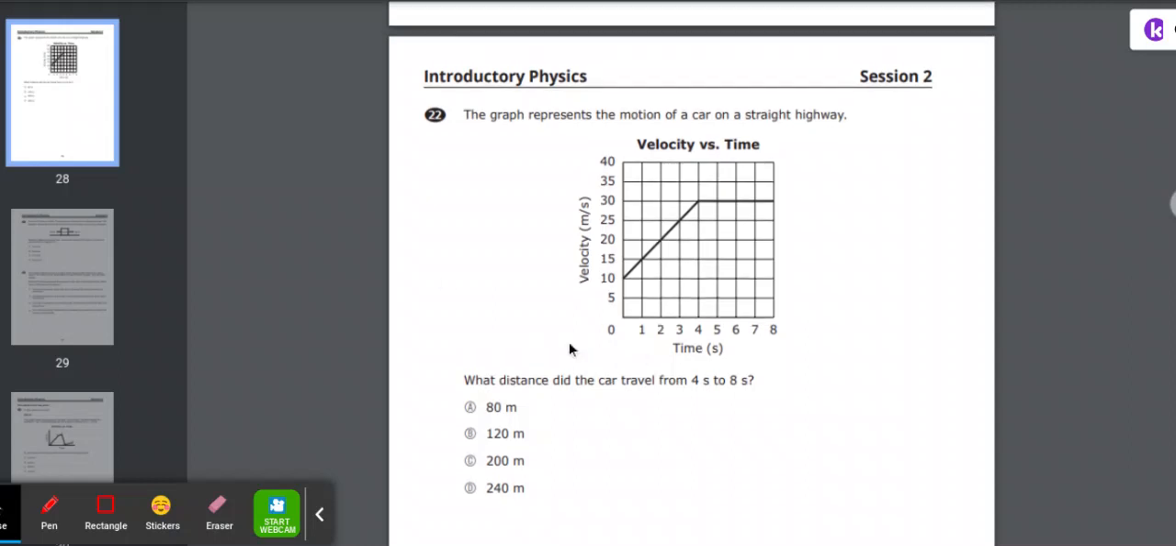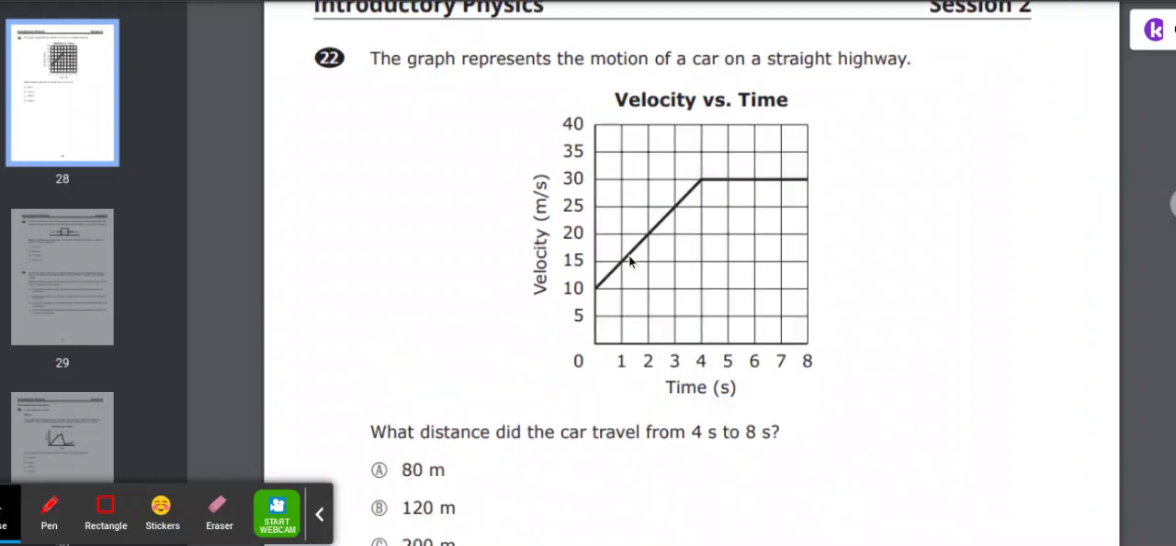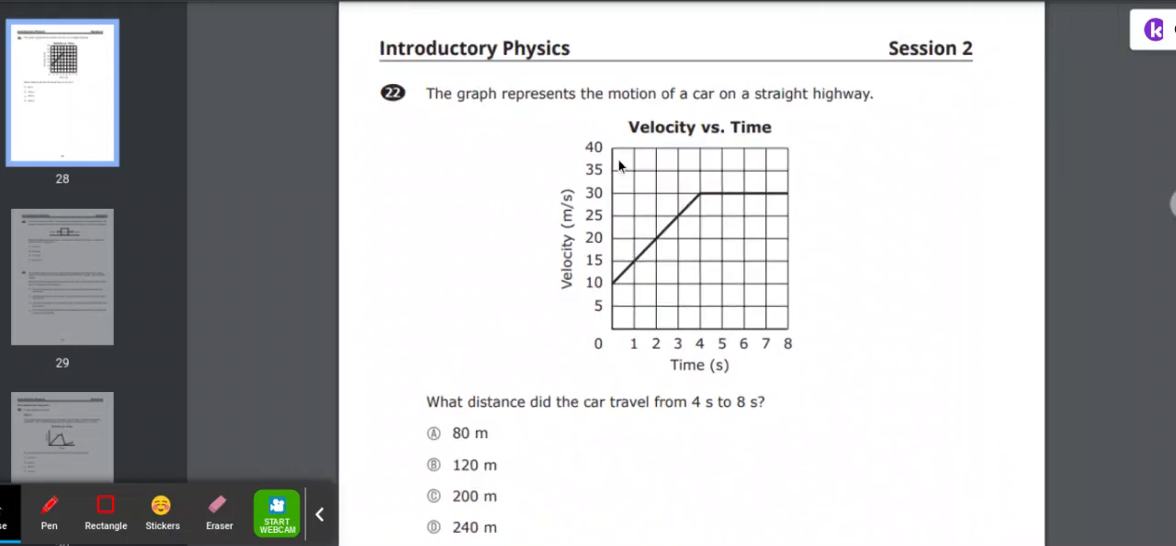Physics, high school physics. So this question: the graph represents the motion of the car. We're given a velocity versus time graph. You have to find a distance. In the velocity graph, the area under the graph is the distance or displacement. So you have to find the area. You have 4 units times 30, so it's 120. So our answer is B.